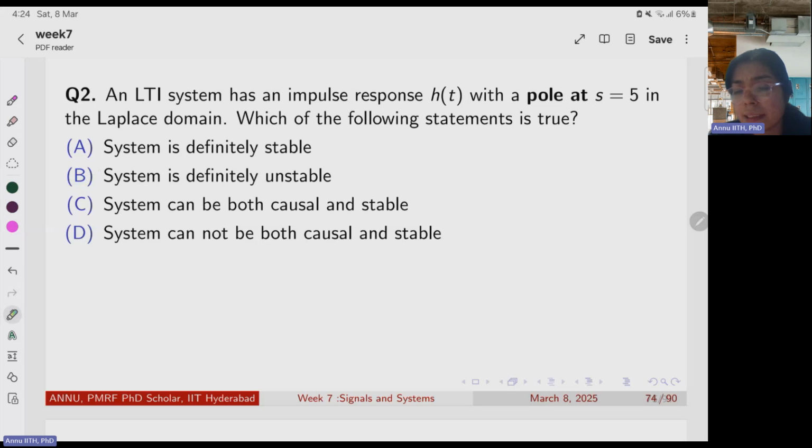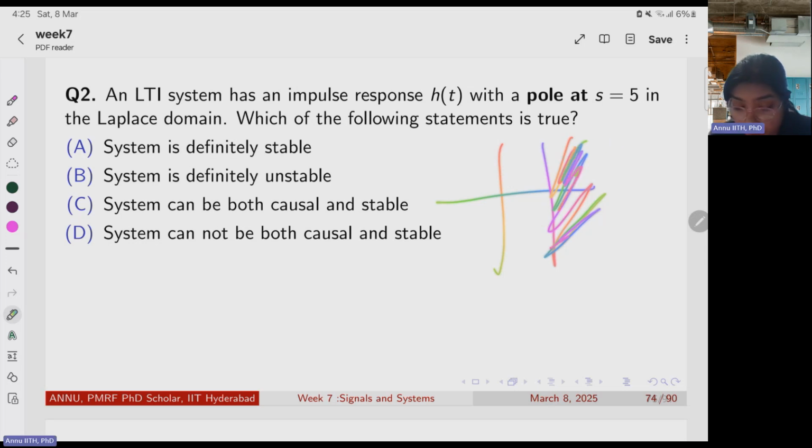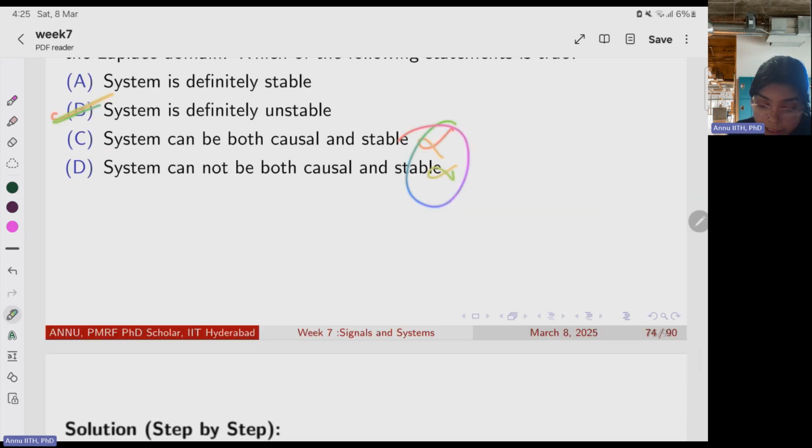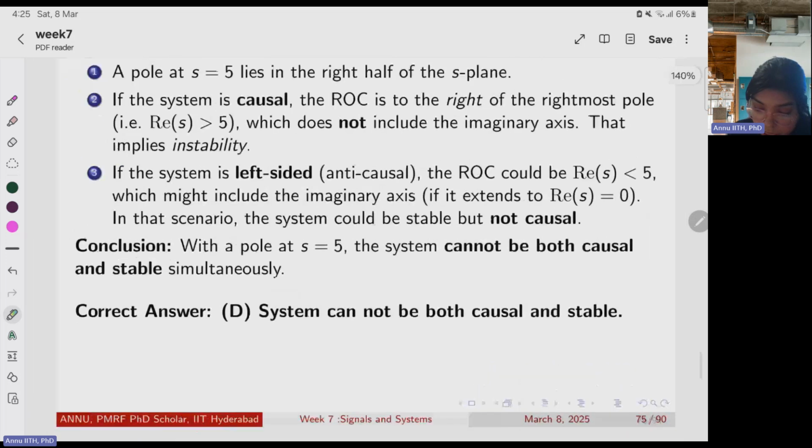Causal. So what does that mean? So causal. So it can be a causal system. If it is s plus 4, so definitely unstable. For the causality, we have to check whether the other poles are there or not. So this we cannot say right now, but this is definitely unstable. So let us see the step-by-step solution.